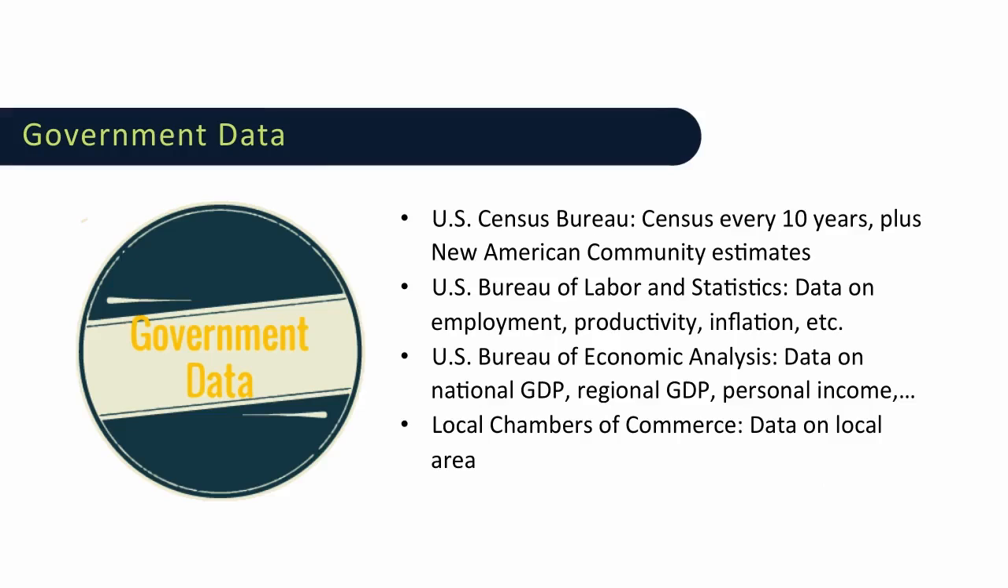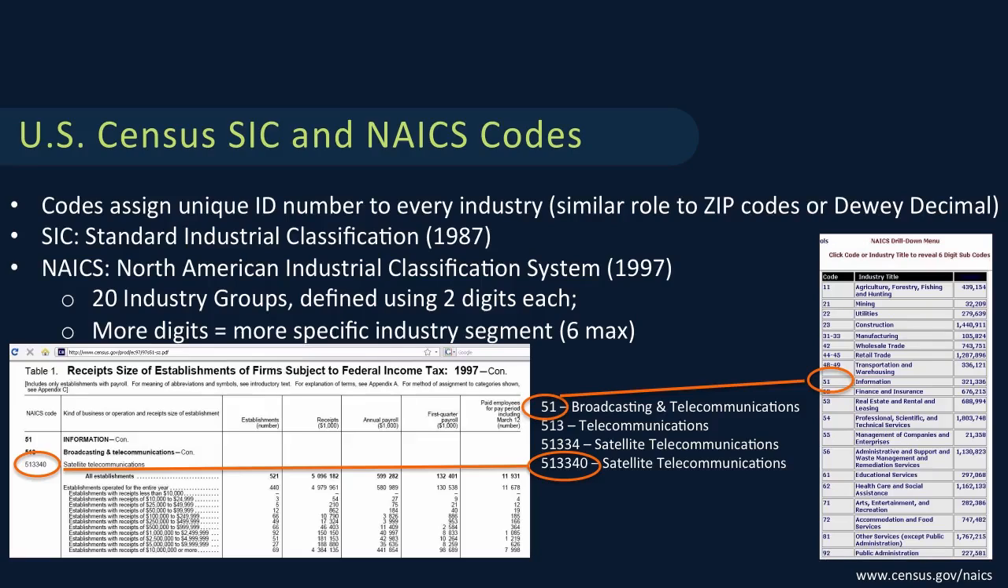We start our focus on secondary research with government data. The United States publishes a wealth of data from many departments. Just a few examples include data from the Census Bureau, the Bureau of Labor Statistics, the Bureau of Economic Analysis, as well as local information from chambers of commerce. To help organize all that information, the United States government established a classification system to classify the data by industry. The system is similar to the Zone Improvement Program, or zip code, used by the United States Postal Service to classify geographic areas.